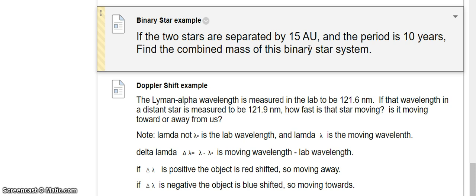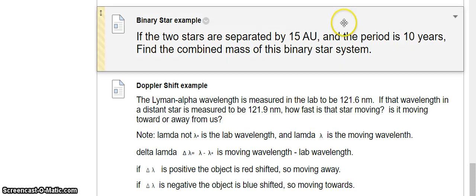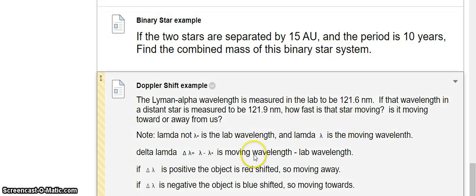So the thing is to calculate delta lambda, right? So lambda is going to be the moving object. So in this case, it's the distant star, 121.9, and then the one in the lab, that's what we call lambda naught, is 121.6. All right, so let's write all that stuff down.